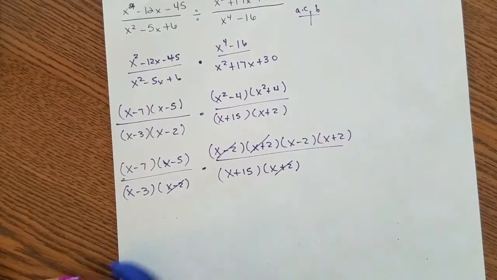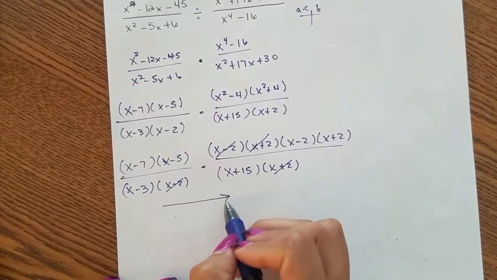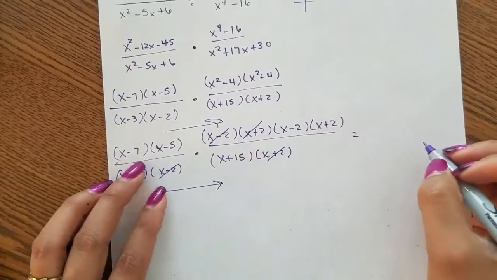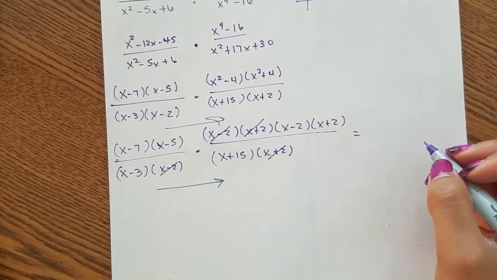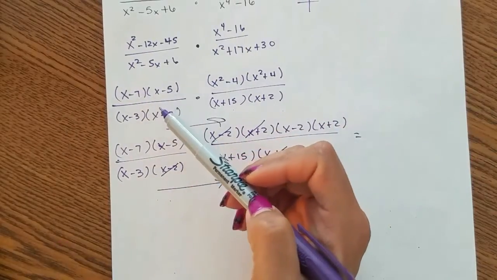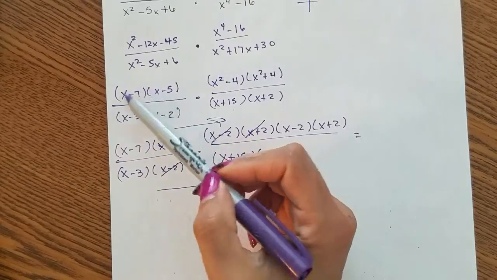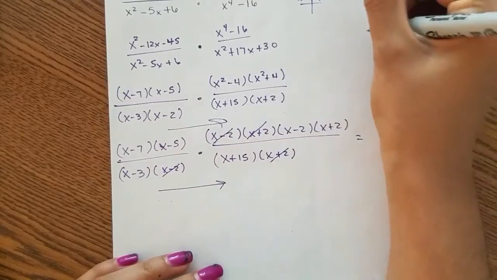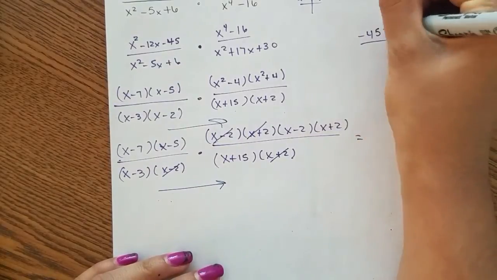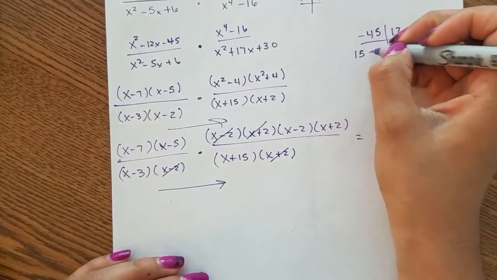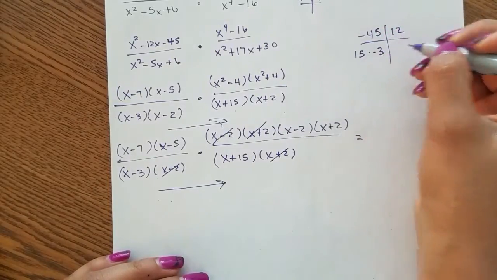Yeah. Okay, so when you multiply fractions, you multiply straight across. So we're left with this whole thing. I feel like something else should have canceled out. That's because 7 times 5 is not 45, so this is wrong. We need the factors of negative 45 that sum to negative 12. That's going to be 15 times negative 3.